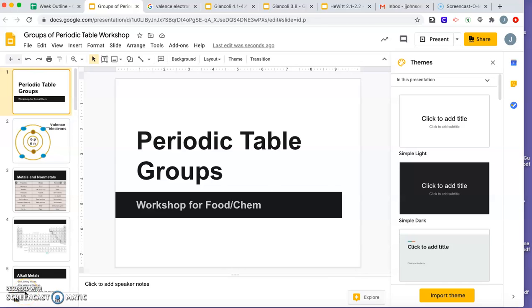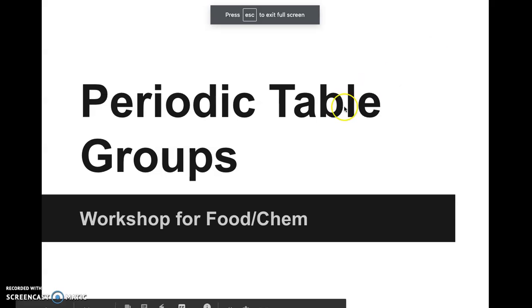All right, today's workshop is going to be about the groups of the periodic table, just some general information, and we're going to try to make sure you can mark up your periodic tables with this information if you have one. If you don't, you need to get your hands on one as soon as possible to make sure you can get this information out there. Okay, so periodic table groups.